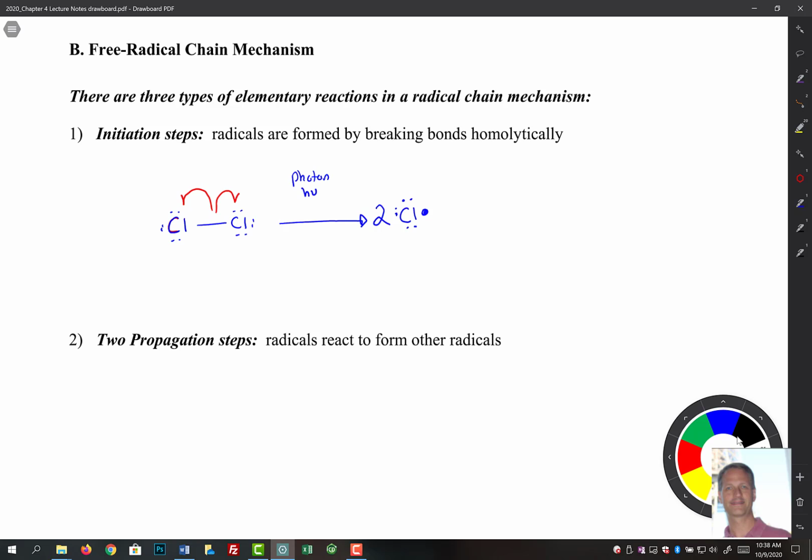That's our first step. Okay, so these initiation steps are often very rare. About 1 for every 10,000 propagation steps. So remember we said in a chain reaction, technically one initiation can make this reaction just go on and on to completion. So why only 10,000? Well, we'll talk about that, and it has to do with step number 3, which is termination.